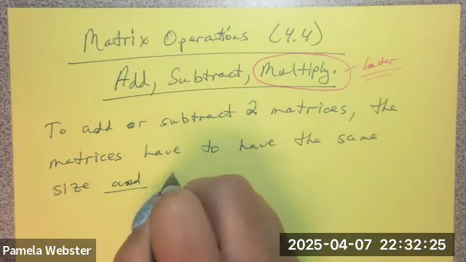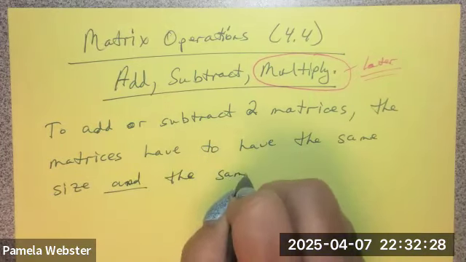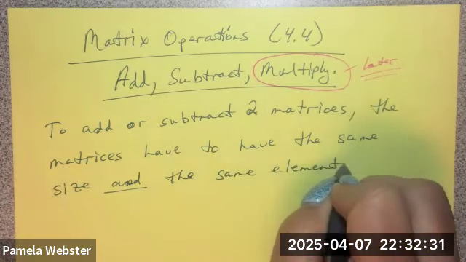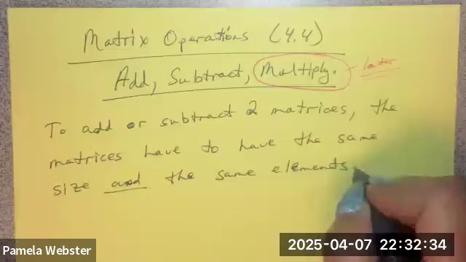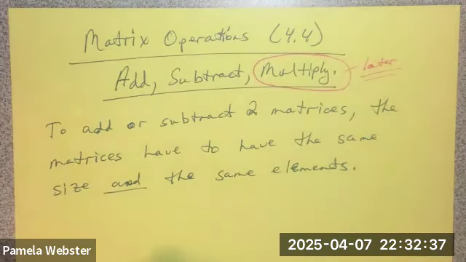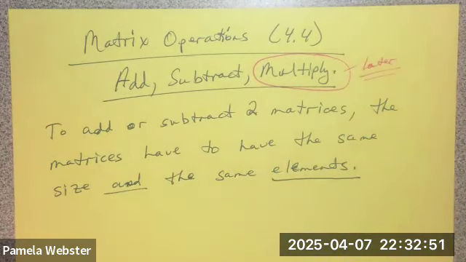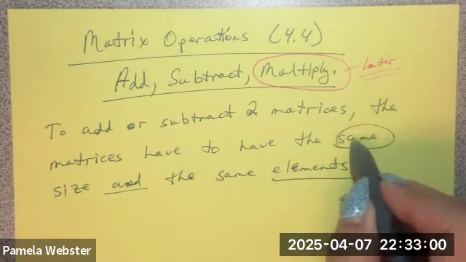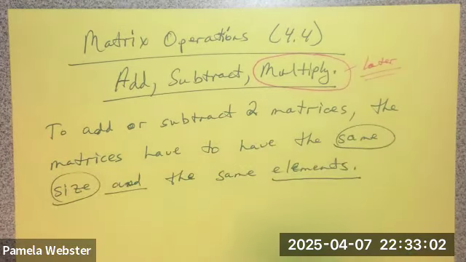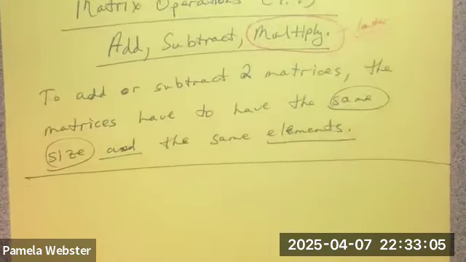And we call it the same elements. By that, we mean they have to represent the same things. In other words, if I had a matrix that had X's and Y's, and I had another matrix that had Y's and Z's, I can't add those because their elements don't represent the same thing. But if I have one matrix that's X's and Y's, and I have another matrix that's X's and Y's, and their sizes are the same, that's important. Same size, then I can add or subtract them. That's the key point here.